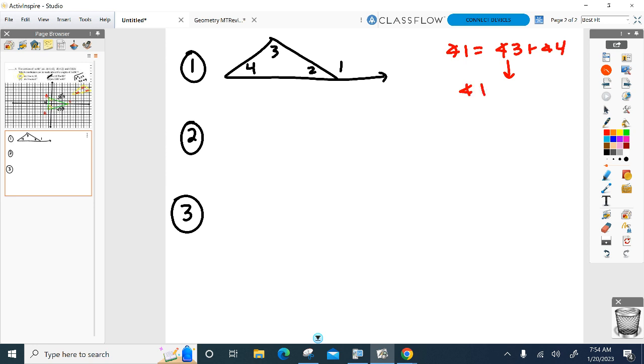Angle 1, how does angle 1 compare to angle 3 just by itself? Greater than. And the same thing can be said for angle 4. The only thing I can't figure out is which one is bigger between 1 and 2. I can't tell you that. What is the relationship between 1 and 2, though? Supplementary, but I cannot tell you which one's bigger, though.